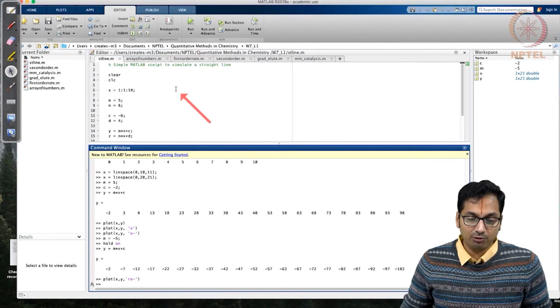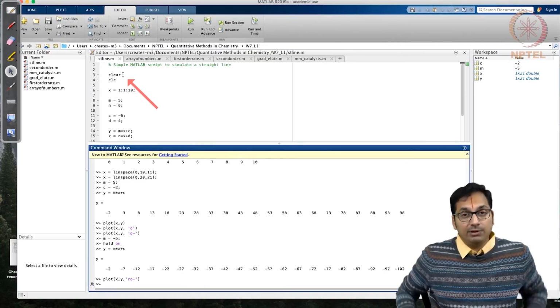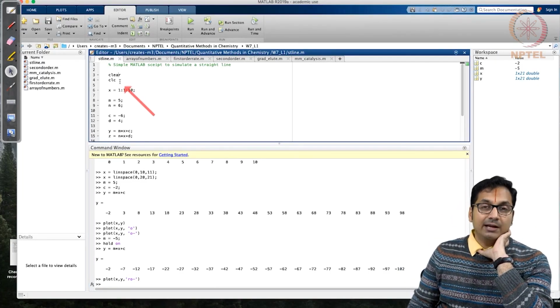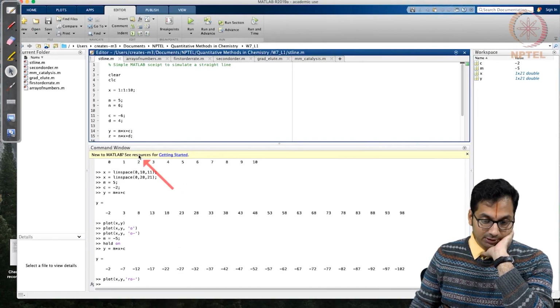I've already written code here, where I'll go stepwise. So what are we doing? To start with, we are clearing all the variables, and then clearing the screen so that you don't end up seeing a lot of numbers that you might not want to see right now.